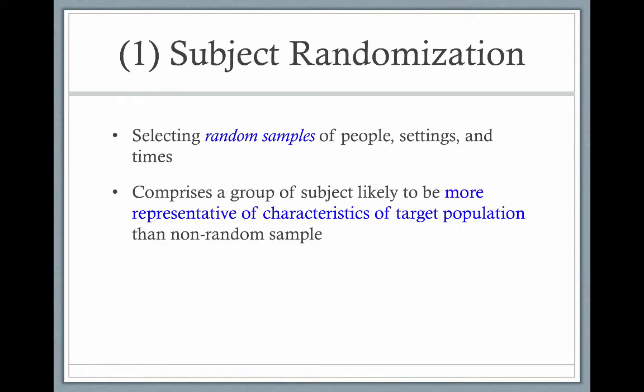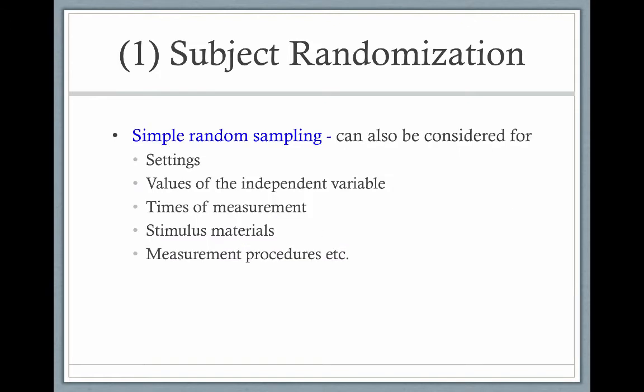Subject randomization: selecting random samples of people, settings, and times, comprising a group of subjects likely to be more representative of characteristics of a target population than non-random samples. There's simple random sampling. We could look at sampling of settings, values of the independent variable, times of measurement, stimulus materials, and other measurement procedures.